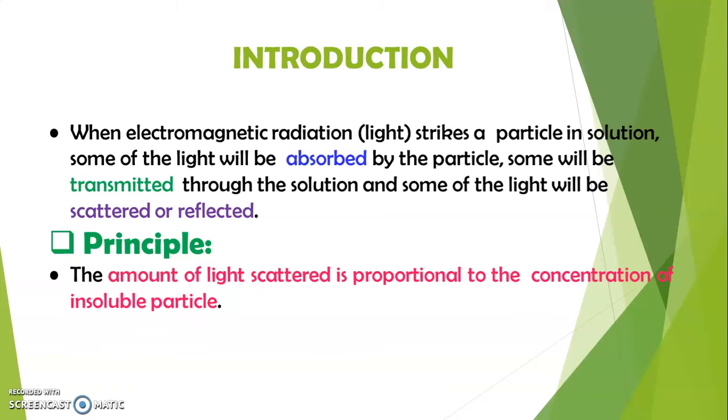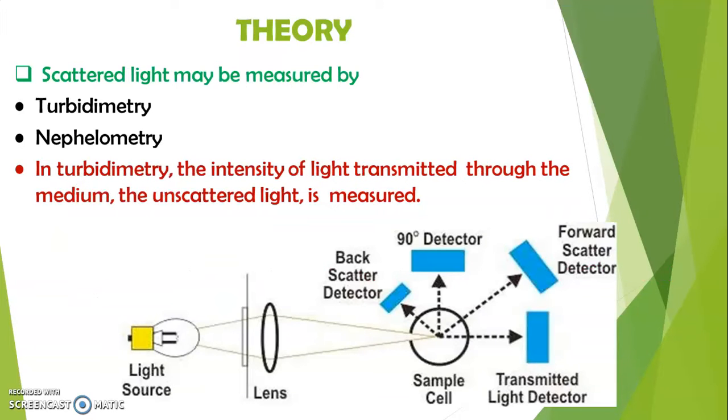So students, very first of all, we have to find out what is nepheloturbidimetry. Whenever electromagnetic radiation light strikes a particle in a solution, some of the light will be absorbed by the particles, some will be transmitted through the solution, and some of the light will be scattered or reflected. Now, the principle of nepheloturbidimetry depends upon the amount of light that is scattered, which is proportional to the concentration of insoluble particles. The scattered light may be measured by two means, that is turbidimetry and nephelometry.